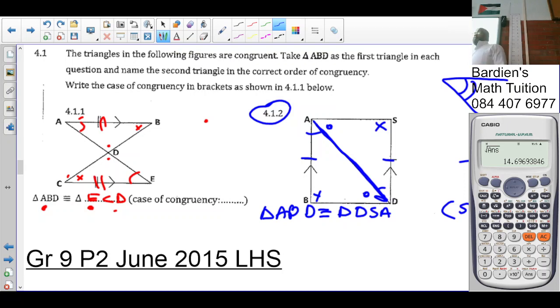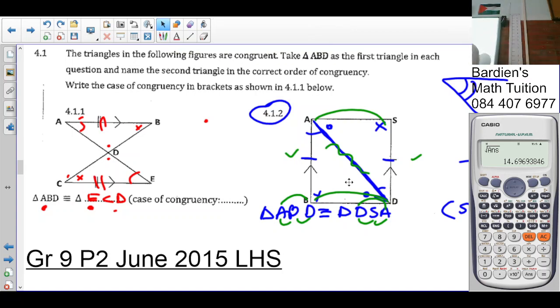And we can check if we are correct. AB should be equal to DS, and that is the case. Can you see that? DB is equal to SA, yes. And AD is equal to DA. Yeah, that is your common side. Can you see? So that is why the order is important.